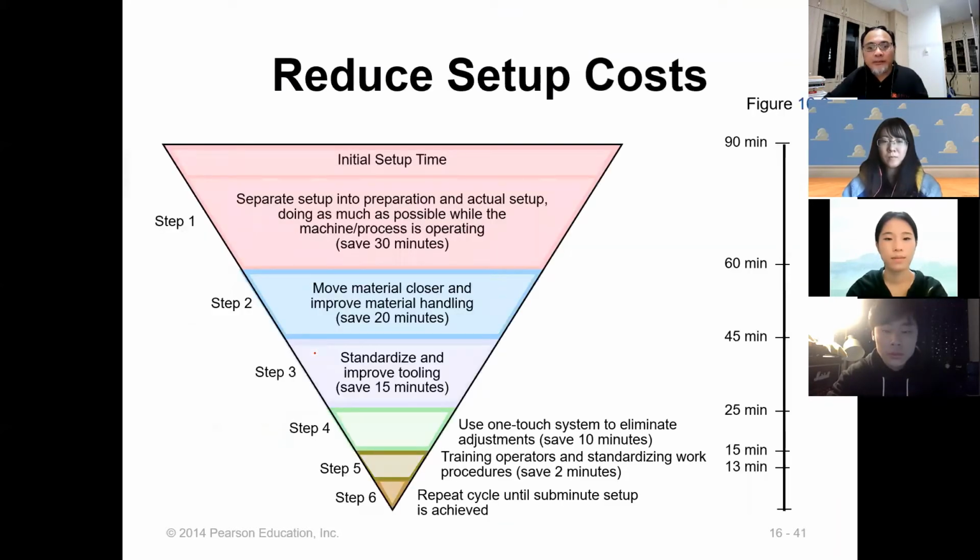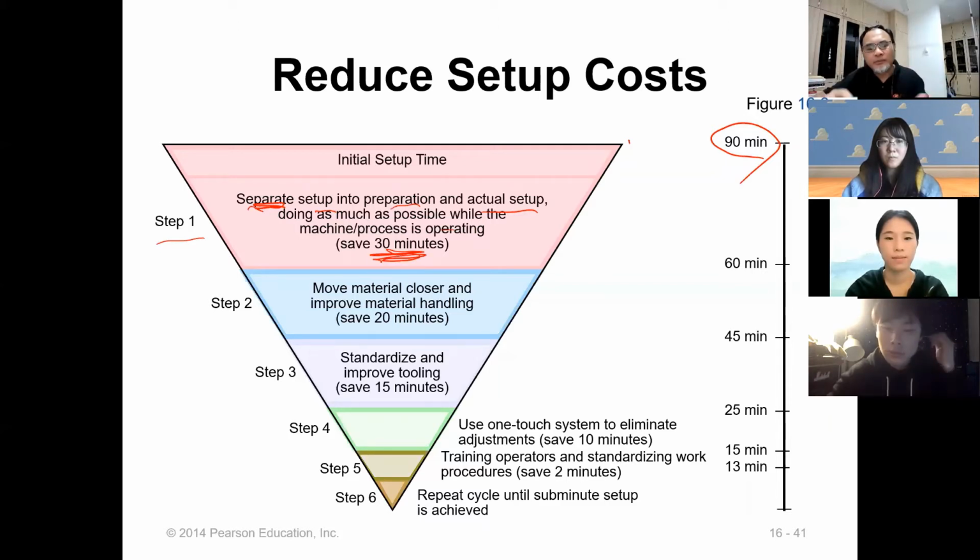Right. So you can actually reduce setup cost. If the initial setup cost is, for example, this is just an example from one case study, 90 minutes initially. So they do step 1 to separate setup into preparation and actual setup. You try to do as much as possible while the machine is operating. So you save 30 minutes.